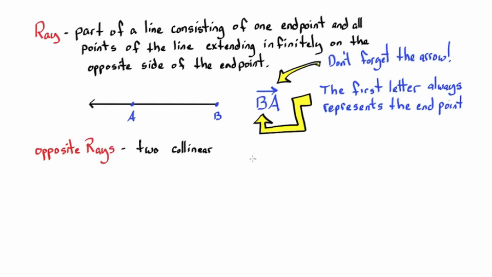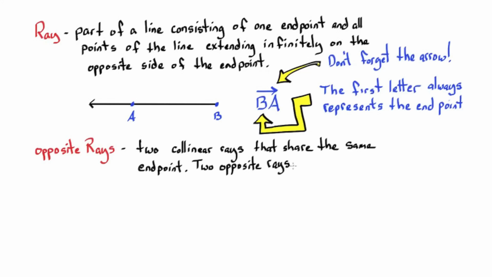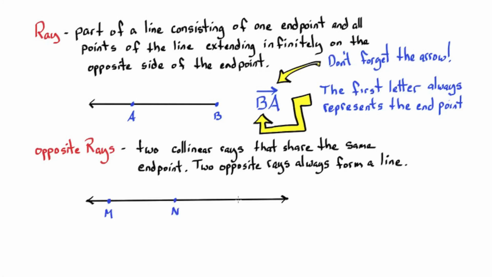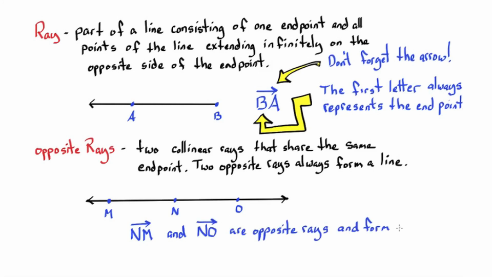Opposite rays: two collinear rays that share the same endpoint. Two opposite rays always form a line. So here we have ray NM and ray NO, which are opposite rays and form a line.